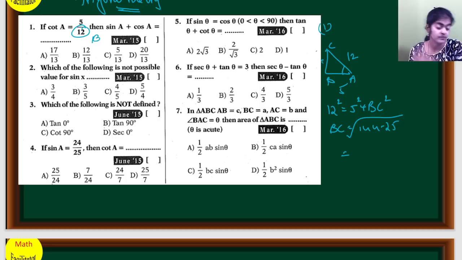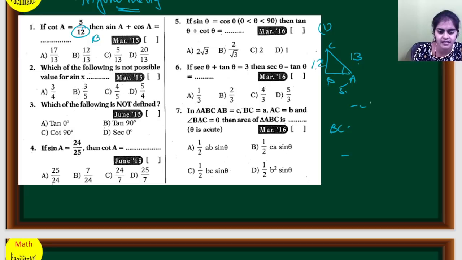It's not correct. See here, cos A is 5 upon 12. Oh, I'm sorry. It is cot A is 5 upon 12. My mistake. Cot A is 5 upon 12. So this is 12 and this is 5. Adjacent upon opposite, so this will be 13. I'm so sorry. I thought it is cos A. Looking at the screen for a longer time now, my eyes are not working. I'm so sorry.